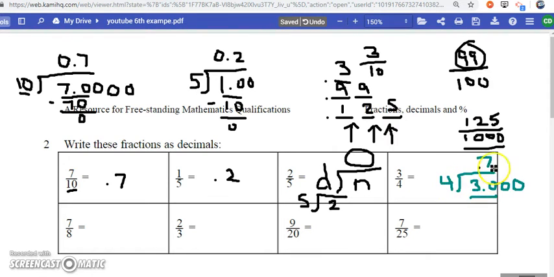So you can see 4 goes into 37 times. 4 times 7 is 28. I now have 2 left over. I'm going to pull down the next digit or place value. 4 goes into 20 5 times. 5 times 4 is 20. Guess what? We have 0 as a remainder. That means we're done. And take a look. 3/4 as a decimal is 75 hundredths.